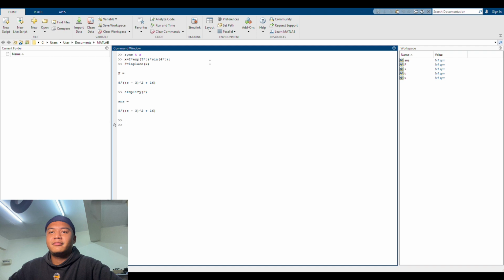Then for this question, I use pretty in brackets answer to get the final answer of this equation. So the final answer is 8 over 2 times (s minus 3) plus 16.